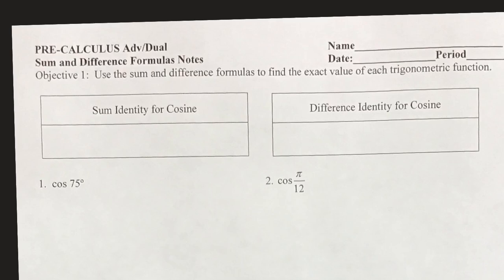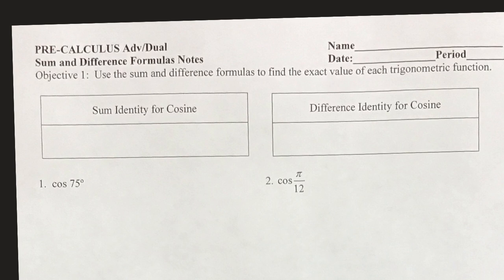Hey there, this is the first day that we're doing anything with trigonometric angle formulas. The first one that we're looking for is the sum identity formula for cosine: cosine of A plus B. These are Greek letters alpha and beta.